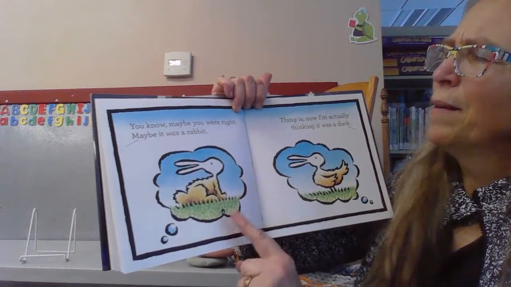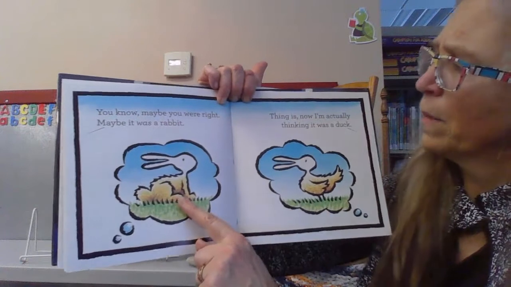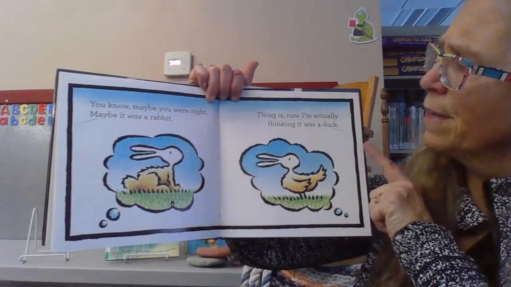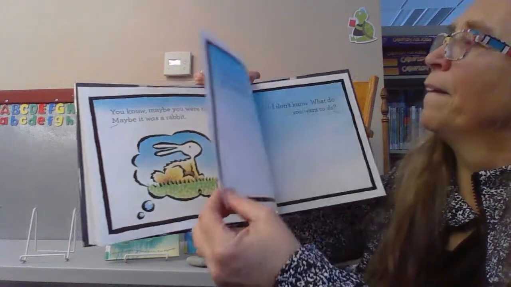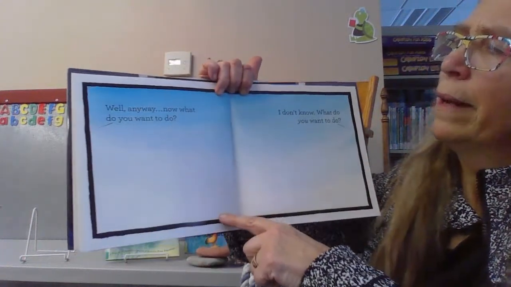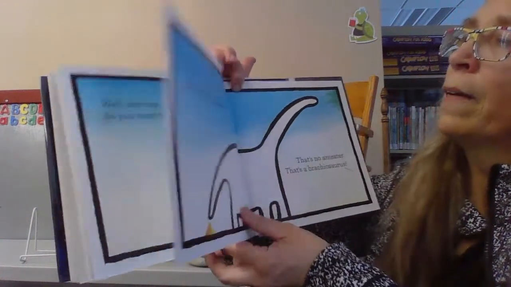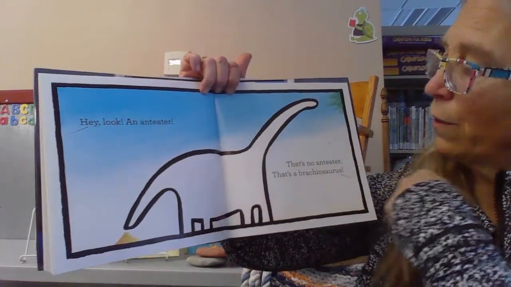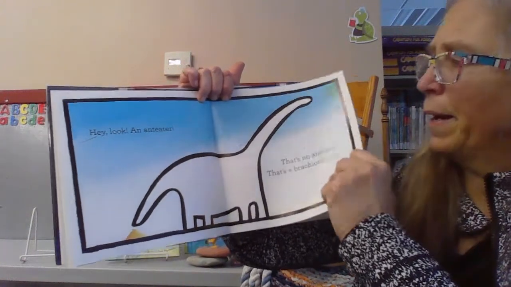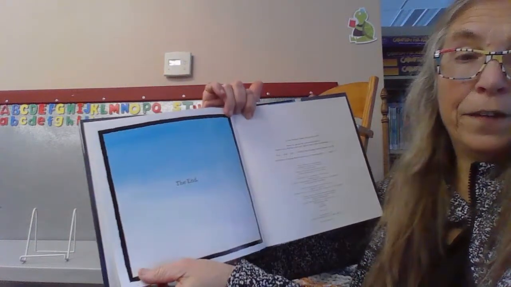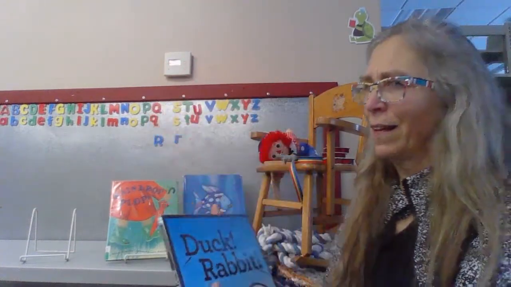You know, maybe you were right. Maybe it was a rabbit. Thing is, now I'm actually thinking it was a duck. Well, anyway, now what do you want to do? I don't know. What do you want to do? Hey, look! It's an anteater. That's no anteater. That's a Brachiosaurus. Ta-da! The end.